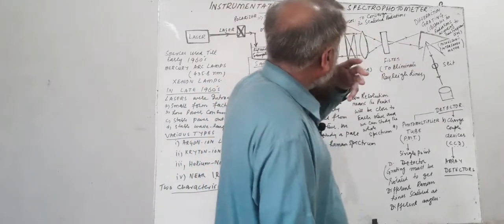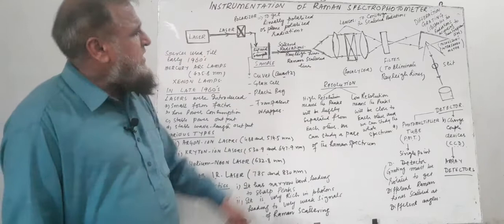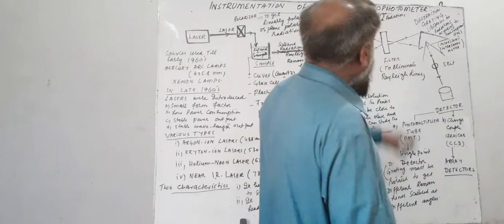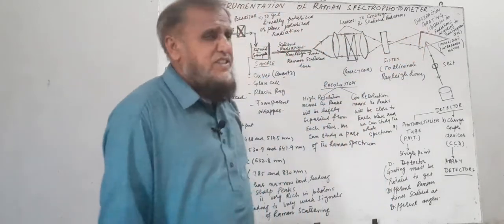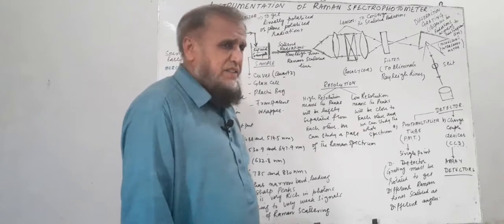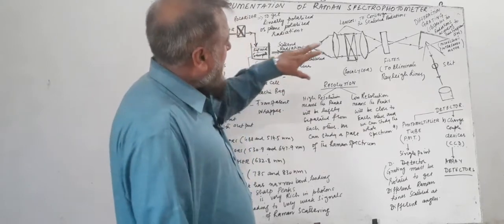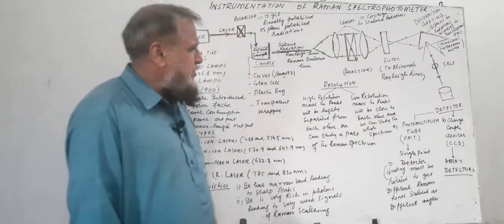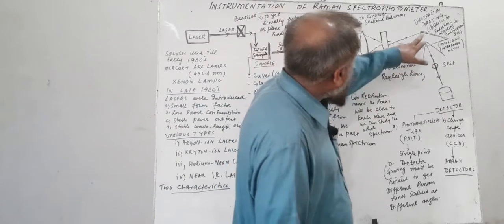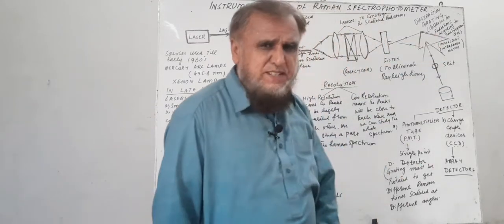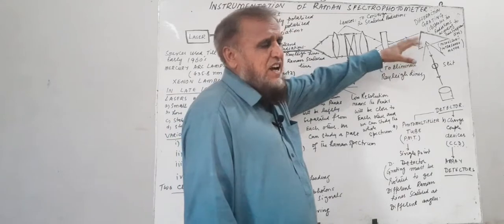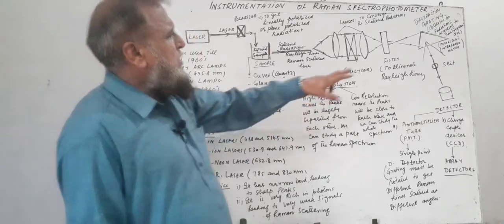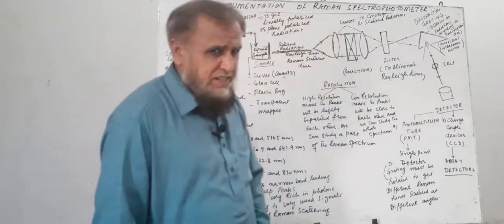Now, the scattered radiations, after being filtered, enter the next component, which is the diffraction grating. The diffraction grating disperses the radiation at different angles depending upon their frequencies. On the basis of this component, Raman spectrophotometers may be of two types. They may be either dispersive spectrophotometers, which use a diffraction grating, or non-dispersive Raman spectrophotometers, which use a Michelson interferometer rather than a diffraction grating.